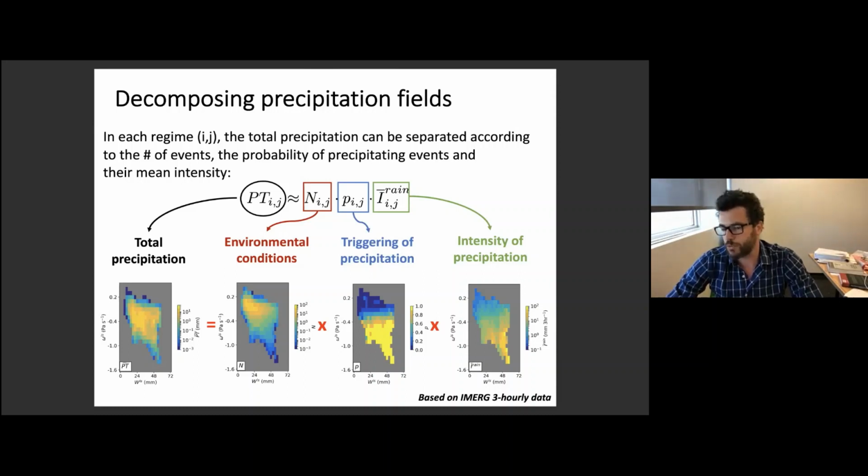And of course, as we might imagine, the intensity increases as we move towards environments with higher humidity content, and towards environments where the larger scale omega vertical velocity is higher. We go from values of the order of 1 millimeter every 3 hours to values of the order of 100 millimeters per hour.